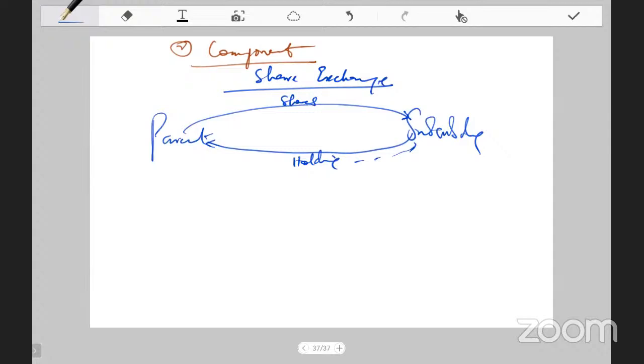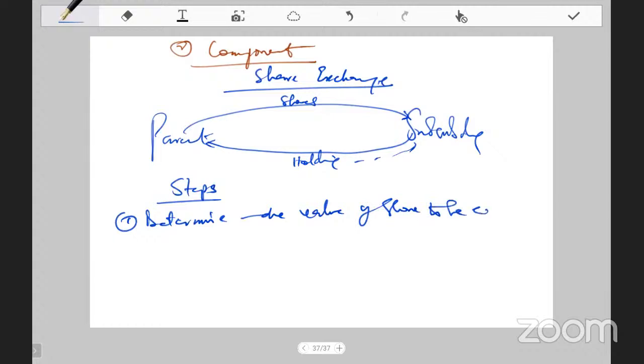Now, how do we determine this? That has always been the issue students have a problem with. How will I determine how much? So there are steps to this. What are the steps you have to do? Step 1: determine the value of the shares to be exchanged.